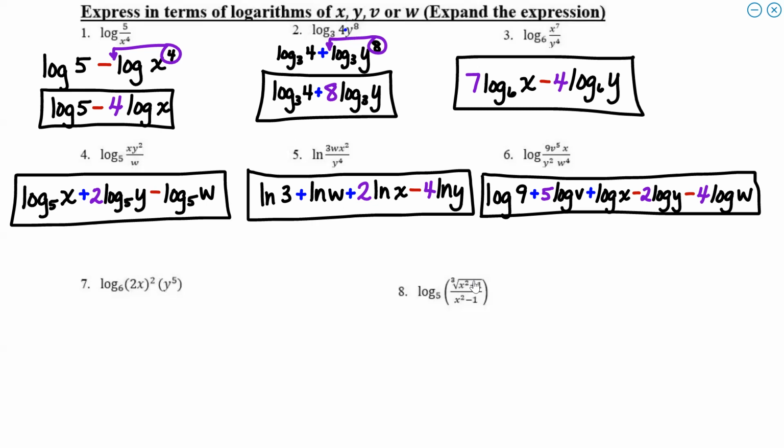Technically, I don't need those parentheses around these. So I did two things in one step. I used my product property here, and I used my powers property. Fully condensed yet? No, I still have a subtraction in there. Log base 5 of what? Z to the 6th over x to the 7th, y to the 8th. Now it is fully condensed.